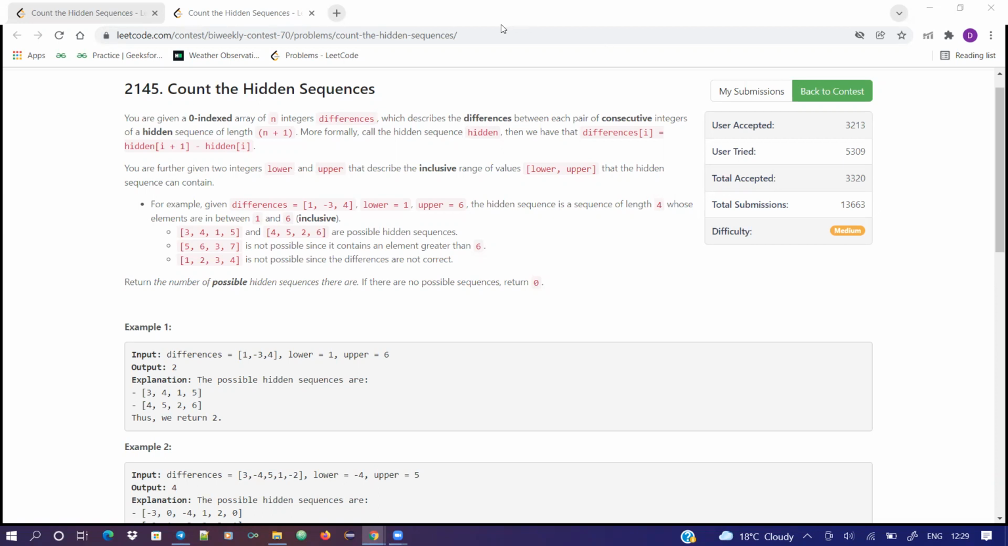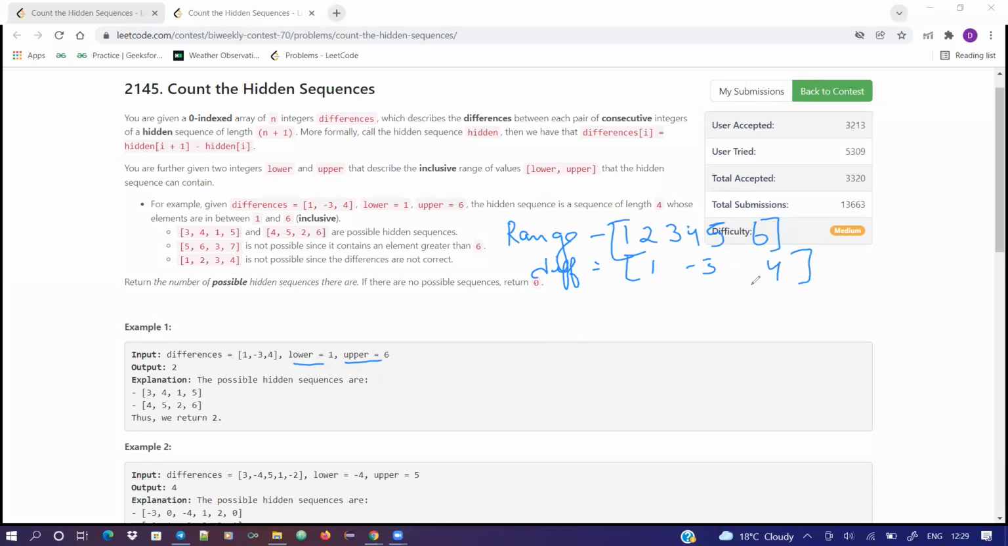Let us see what are given to us in the question. First, we are given range. Let's see in example 1 what is the range. Lower is 1, upper is 6. So range is from 1 to 6. And second thing is difference. Difference between two consecutive numbers in the sequence is given. 1, minus 3 and 4 is the difference.